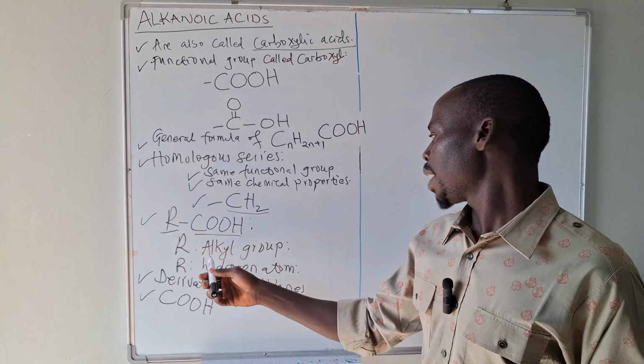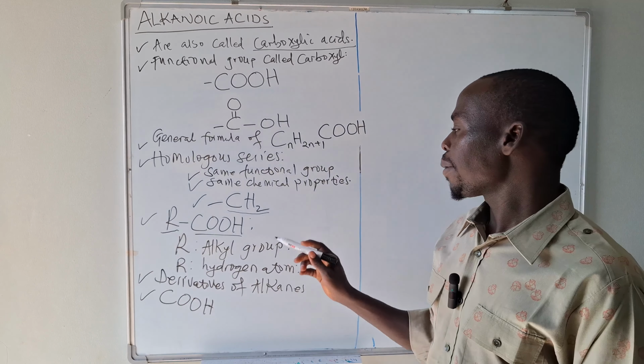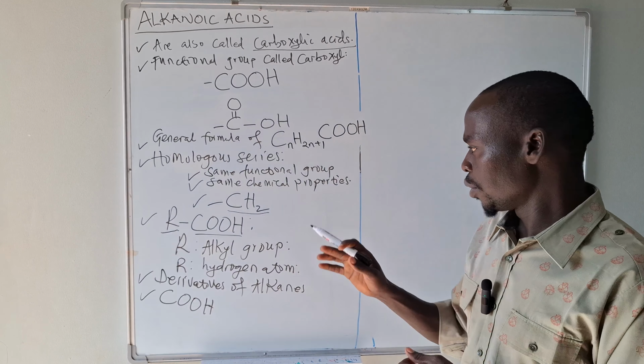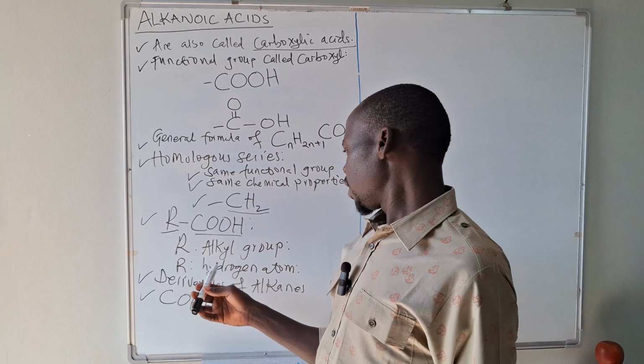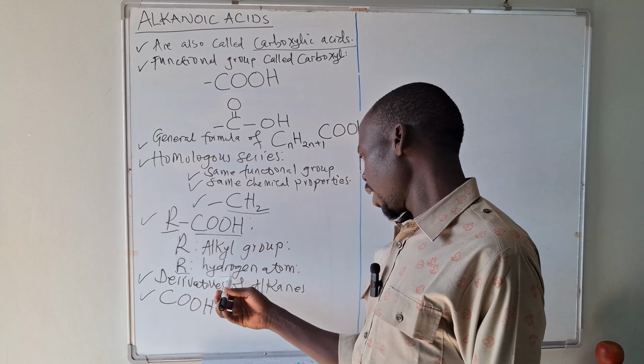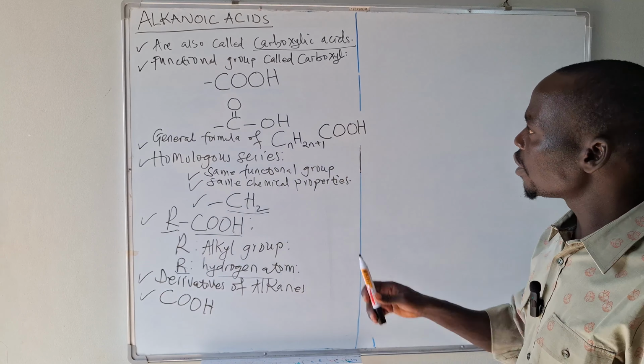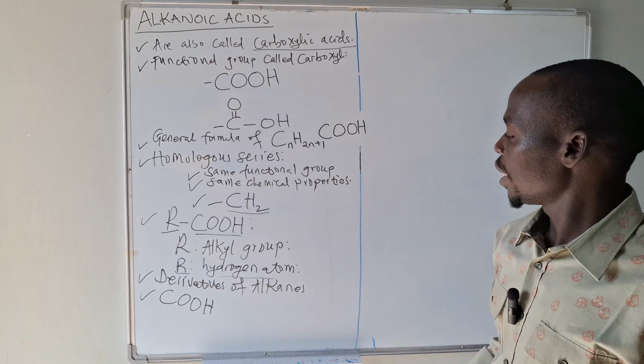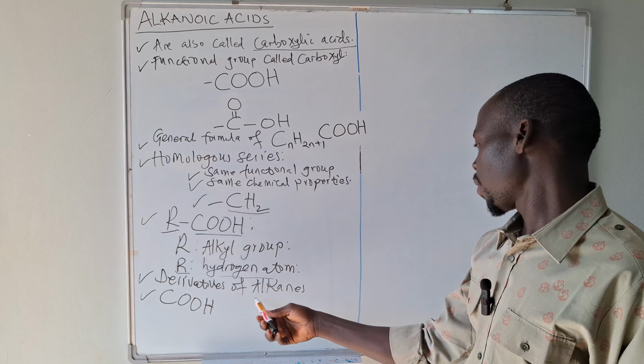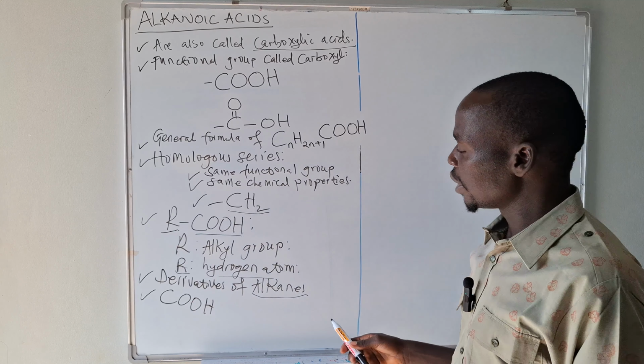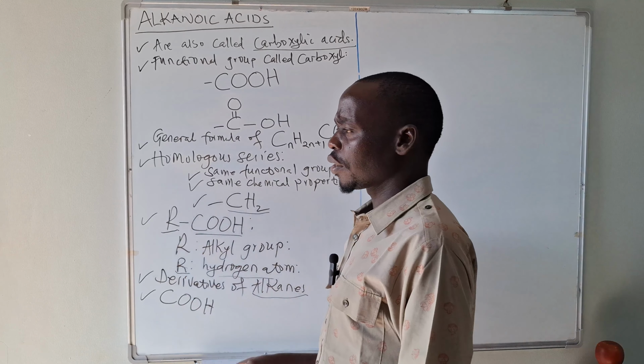These compounds are represented in this format, where R represents the alkyl group, the part which has the hydrocarbon chain. But if it is the first member, R represents a hydrogen atom. And these alkanoic acids are known as derivatives of alkanes, so one of the hydrogen atoms in the alkane is replaced by this functional group, and we form those compounds. So let's look at the examples.